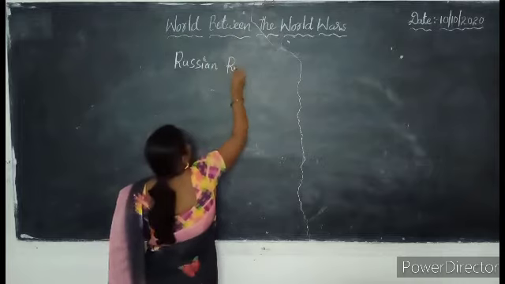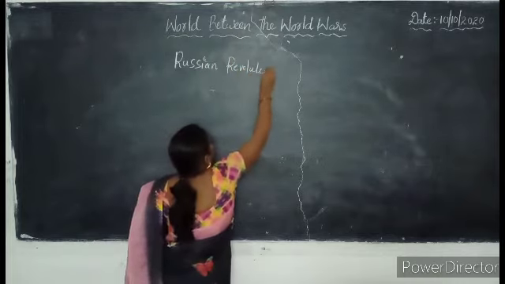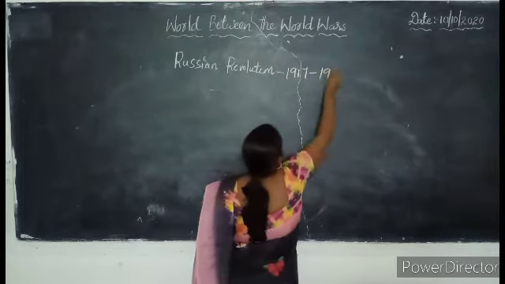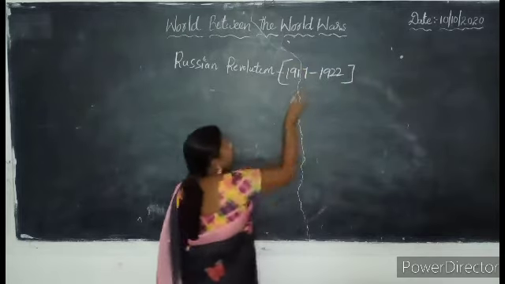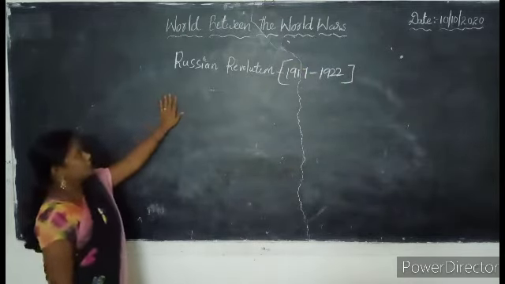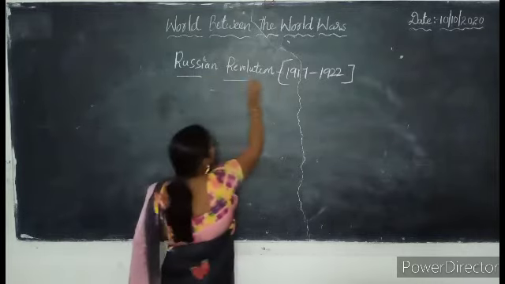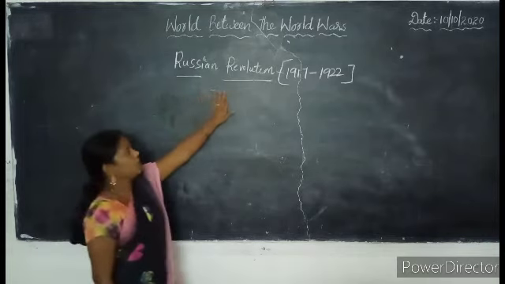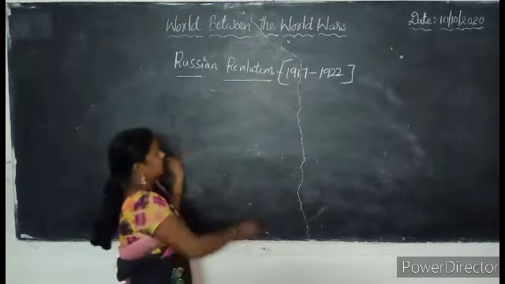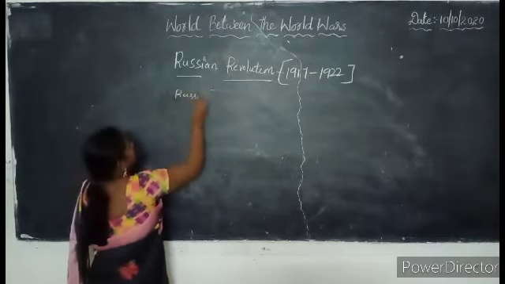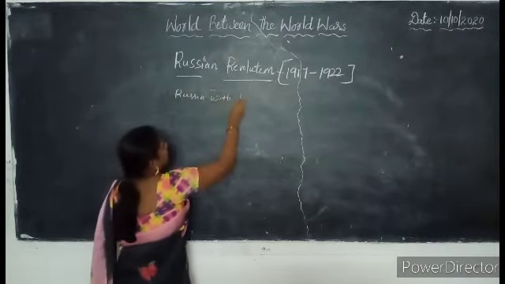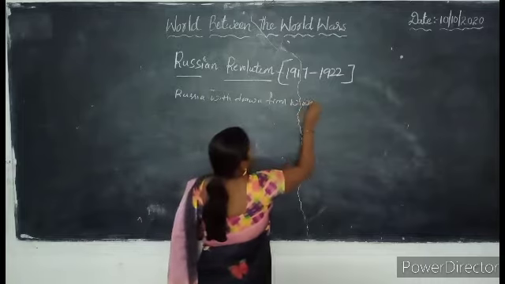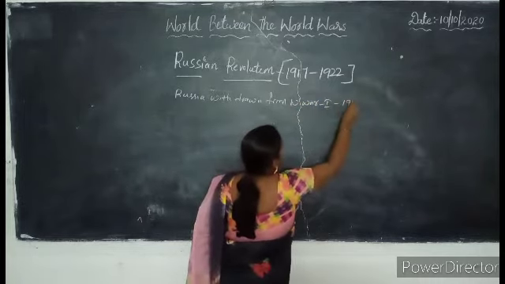Russian Revolution started in the year 1917 to 1922. So we are going to discuss about the Russian Revolution. Already we have known that Russia withdrew from the World War I during 1917. Russia withdrew from World War I in the year 1917.